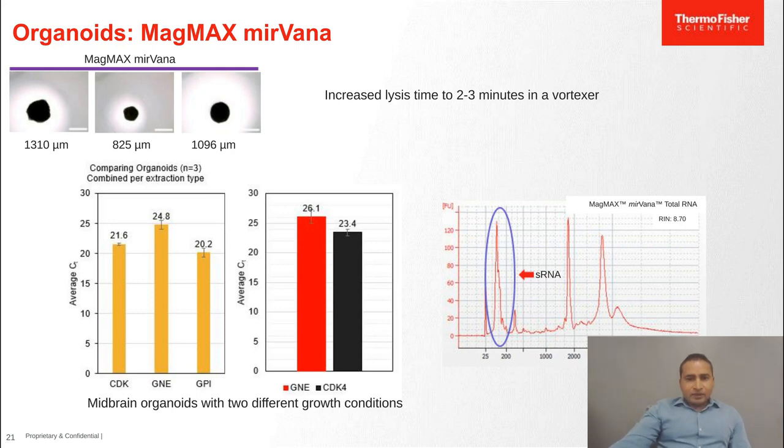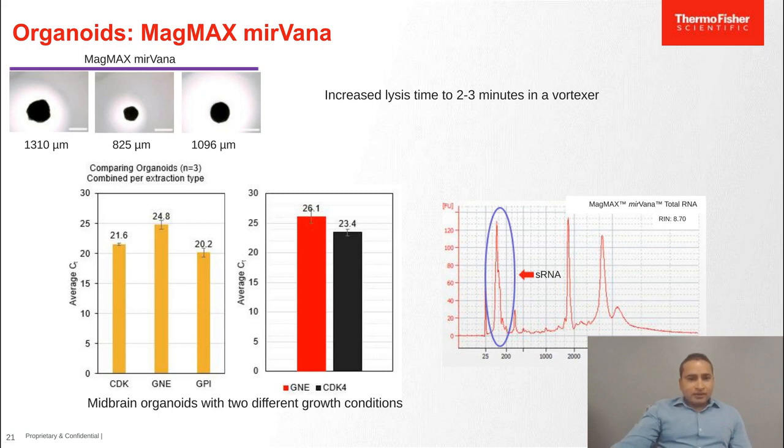One thing of note here is that we did see a difference in gene expression profile from human midbrain organoids which were cultured using two different growth conditions. So it is important to optimize your RNA isolation to be suitable for the different 3D cell cultures that your lab is working on, suitable for your growth conditions and your experimental needs.